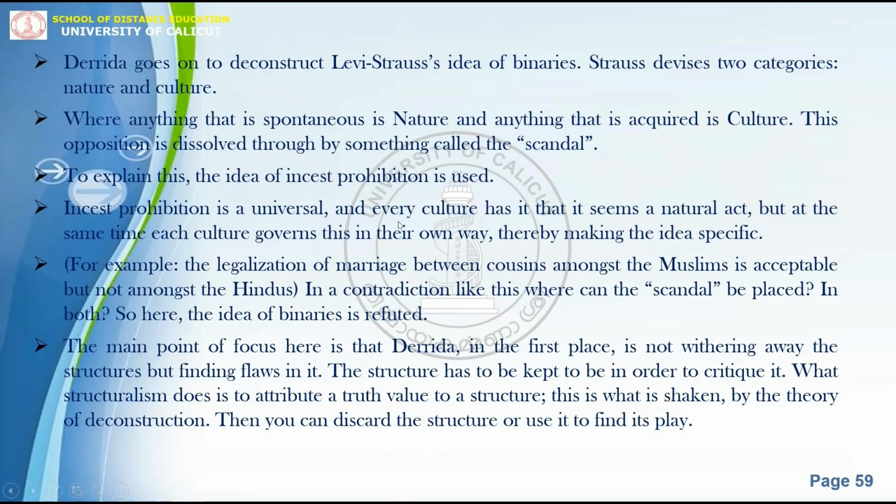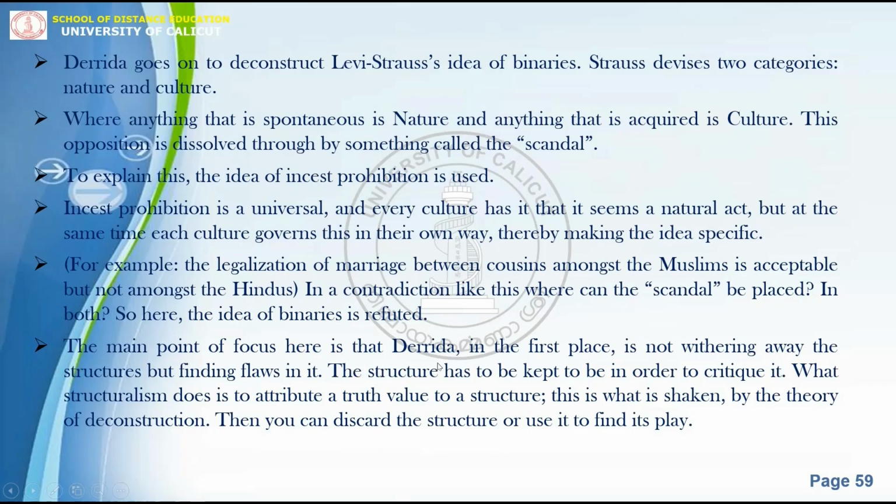Incest prohibition is universal and every culture has it, and it seems a natural act, but at the same time each culture governs this in their own way, thereby making the idea specific. For example, legalization of marriage between cousins among the Muslims is acceptable but not among the Hindus. So this is a kind of universal rule. In a contradiction like this, the scandal can be placed in both, so here the idea of binaries is refuted.